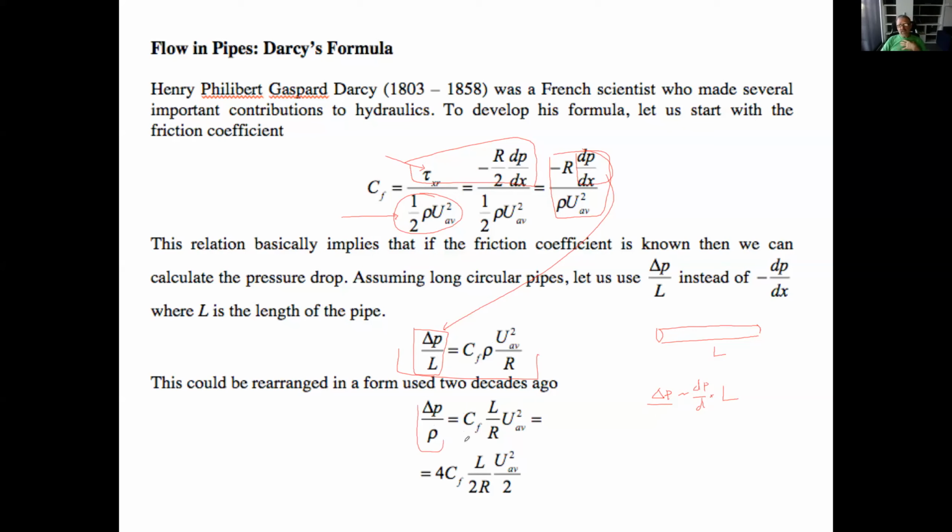Now, I'm just shooting forward because Darcy did not use CF. He didn't like CF. He came up with something which is 4 times CF. So I'm trying to foresee that, and I multiply it by 4. But then I have to compensate, so I put a 2 here and another 2 under here. So I end up with this. 2R eventually is going to be the diameter. Okay. All right. So if you buy this, then I can move on.